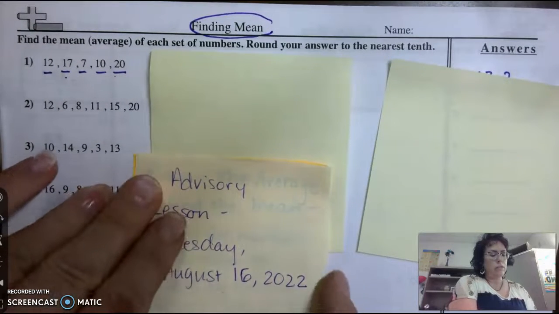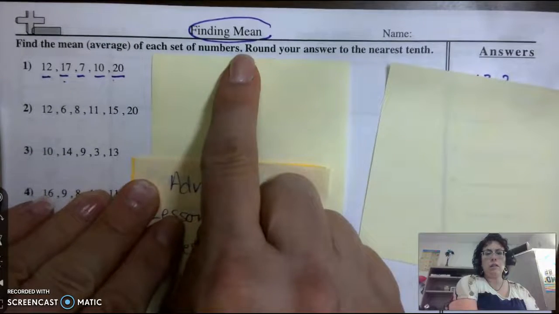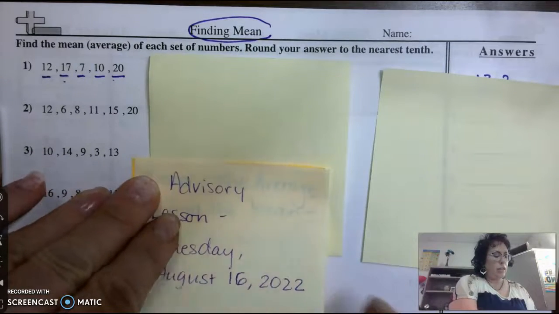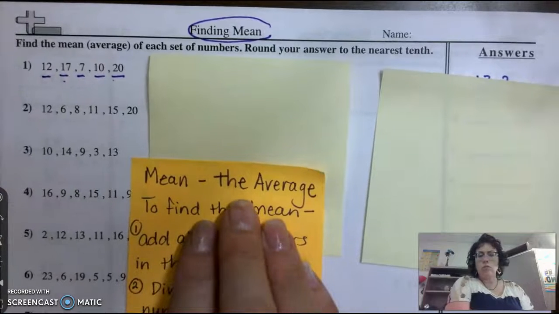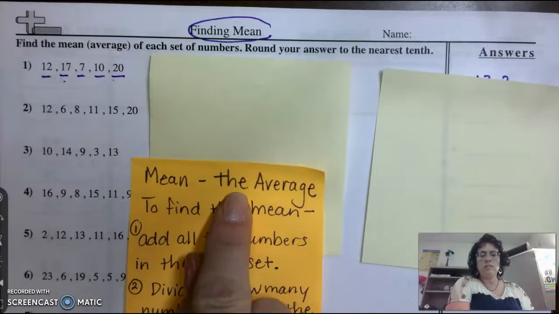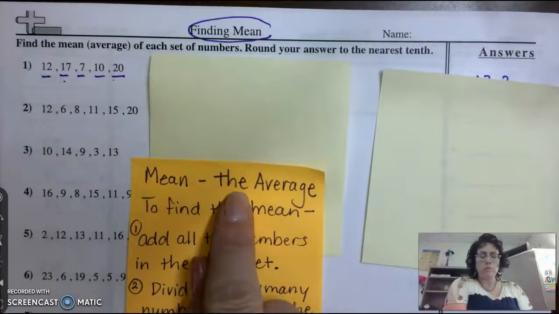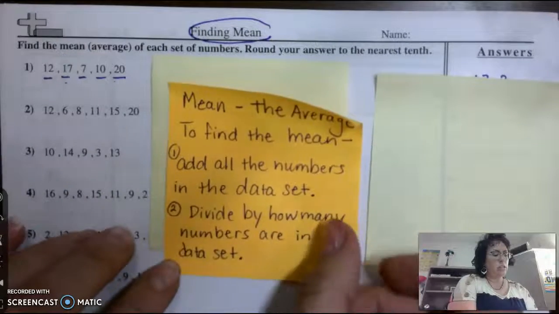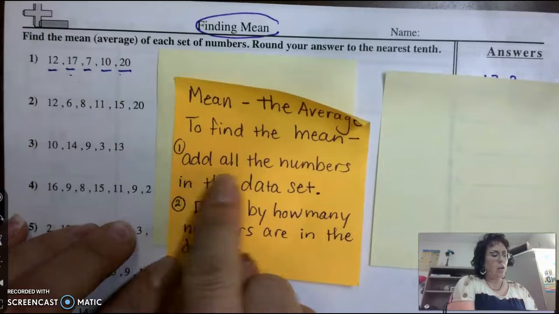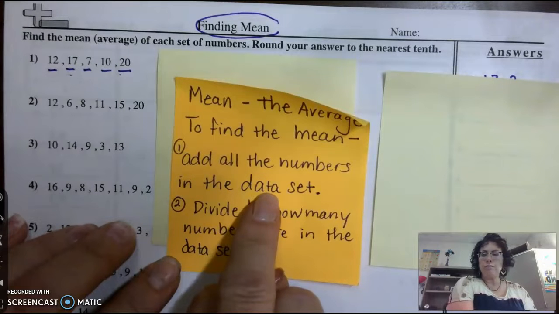The worksheet for this one is finding the mean. And if you don't remember how to do that, then I'm going to give you a quick tutorial. So the word mean means finding the average of the numbers. And the steps to completing that are: first, add all the numbers in the data set together.